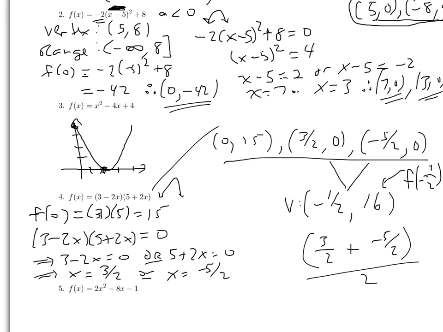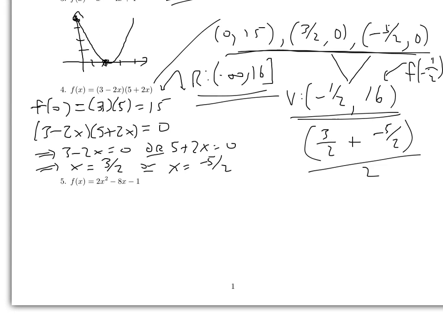And so therefore, 16, the vertex, must be the highest value of the y-coordinate. So it's the highest y-coordinate on the graph, which means that my range should be minus infinity up to 16. So I've got my vertex, I've got my range, and I've got my intercepts. Okay, last problem.